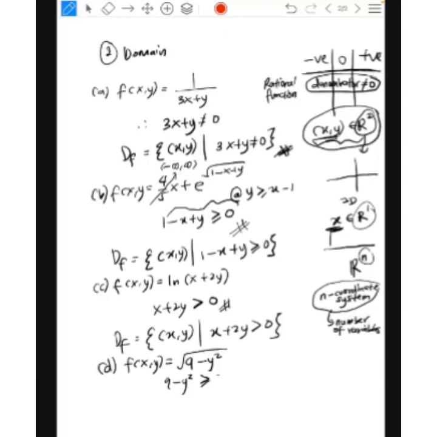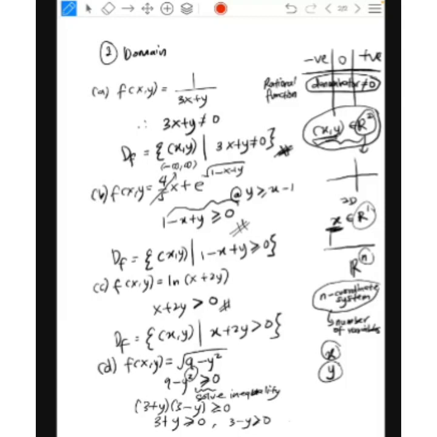Your domain must be in terms of x and y, not to the power of n. So you have y to the power of 2, right? You have to solve the inequality. 9 minus y squared factorises as (3 plus y)(3 minus y) greater than or equal to 0. So the first case is 3 plus y greater than or equal to 0, and 3 minus y greater than or equal to 0.